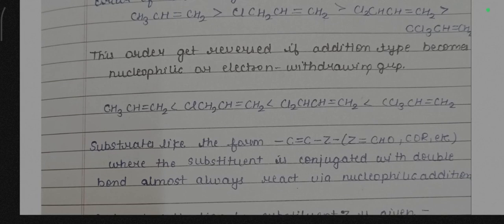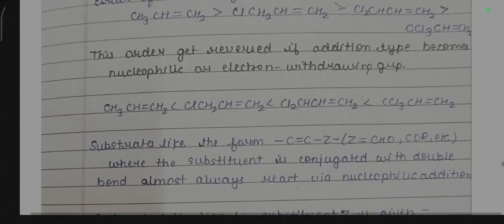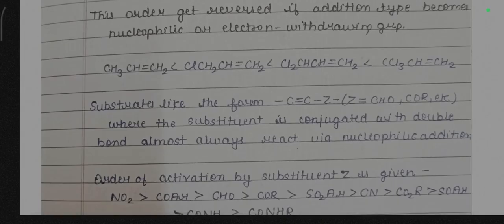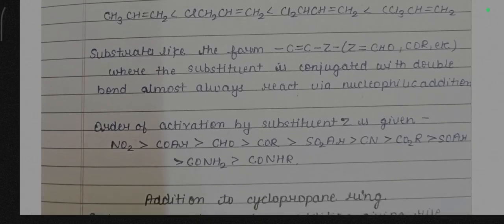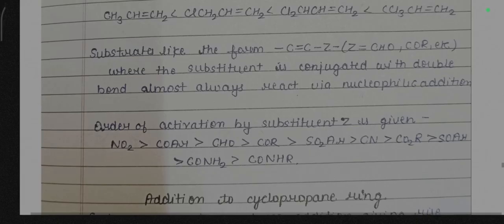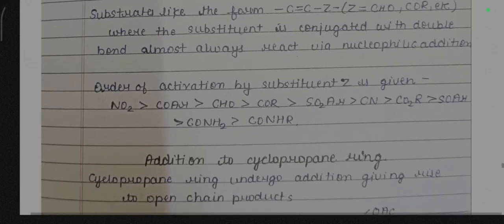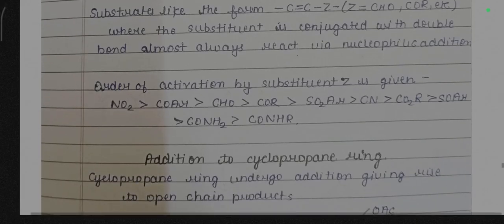This order gets reversed if the addition type becomes nucleophilic, or with electron withdrawing groups. CH3CH=CH2 is lesser than ClCH2CH=CH2, which is lesser than Cl2CHCH=CH2, which is lesser than CCl3CH=CH2. Substrates of the form C=C-Z, where Z may be CHO or COR etc., where the substituent is conjugated with the double bond, almost always react via nucleophilic addition.